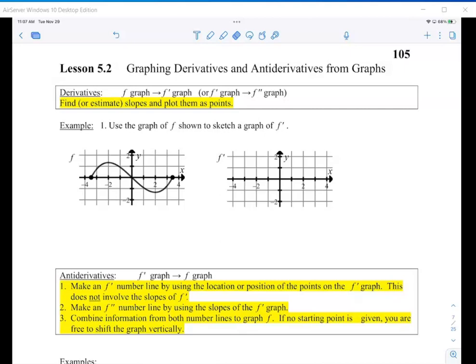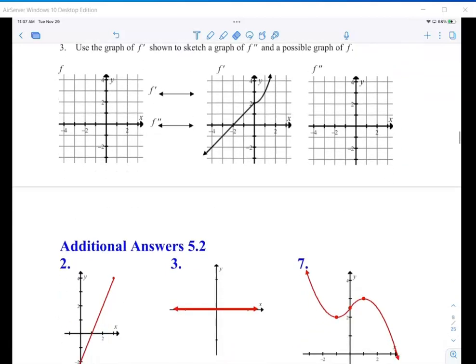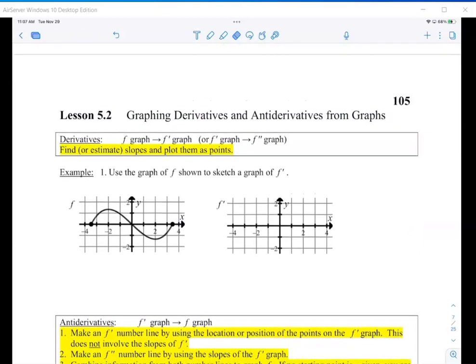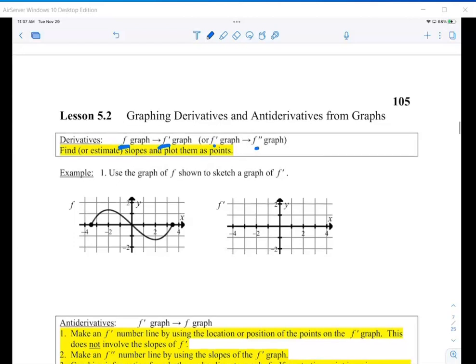This next stuff that we're doing, you guys, is kind of a thinking process, right? We're not going to be doing a lot of math. What we're doing is, if you look here, if we have the graph of a function, can we graph the derivative? Which would be the same thing as if we had a first derivative, can we graph the second? So graphing a derivative. This is using the graph of f, sketch a graph of f prime.